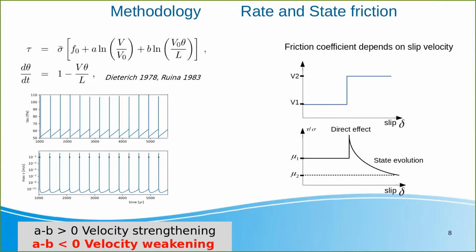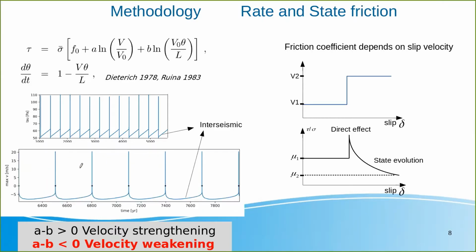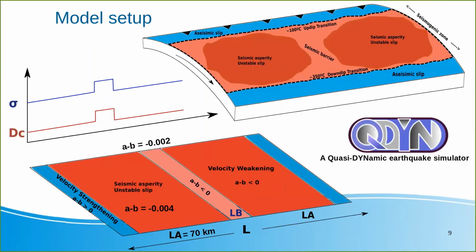So from this law and from some numerical approaches, we can see how the stress and the slip rate evolve over time at one point on the fault. Here in a zoom, you can see the interseismic period, when we have the increase in stress and increase in slip rate. Then we have the coseismic period, when we reach the maximum slip rate and the maximum stress. And finally, we have the postseismic period, when we have a relaxation of the stress on the fault. So with this law, we are able to model the seismic cycle, and it's what we are going to do. So in order to do that, we will use this model setup.